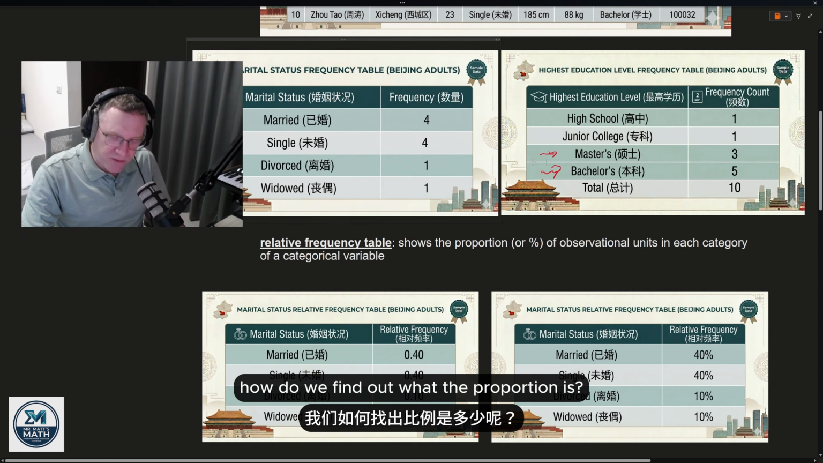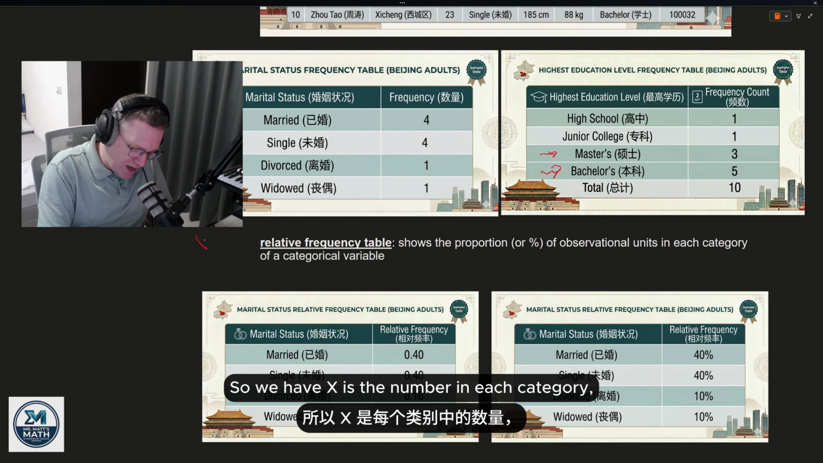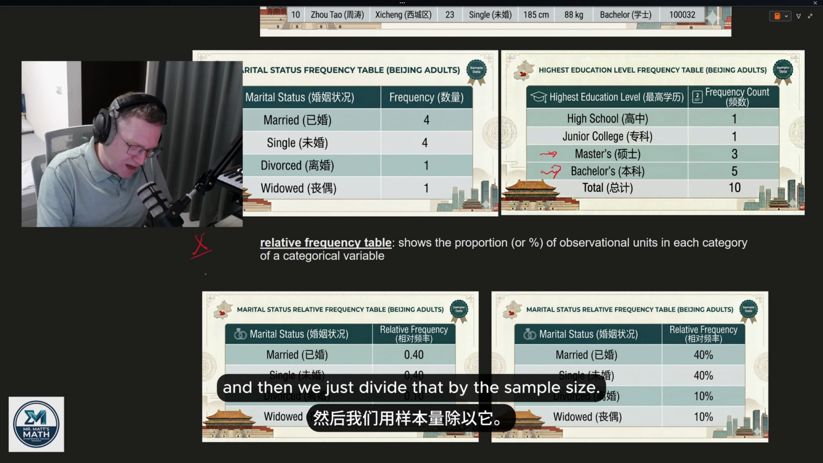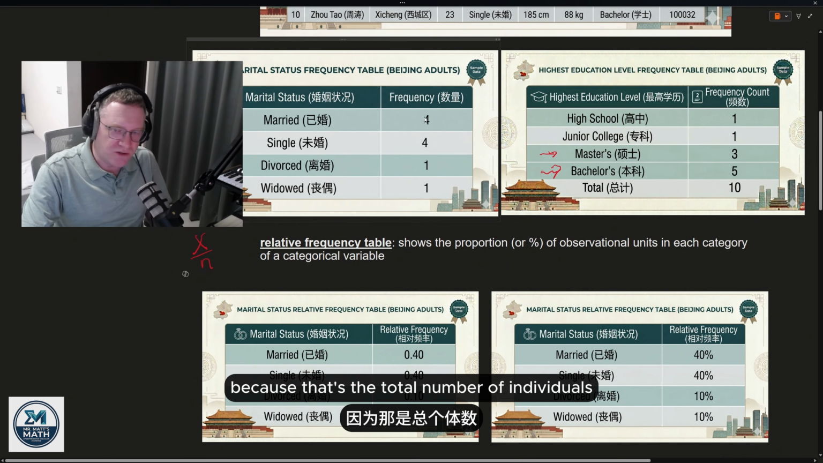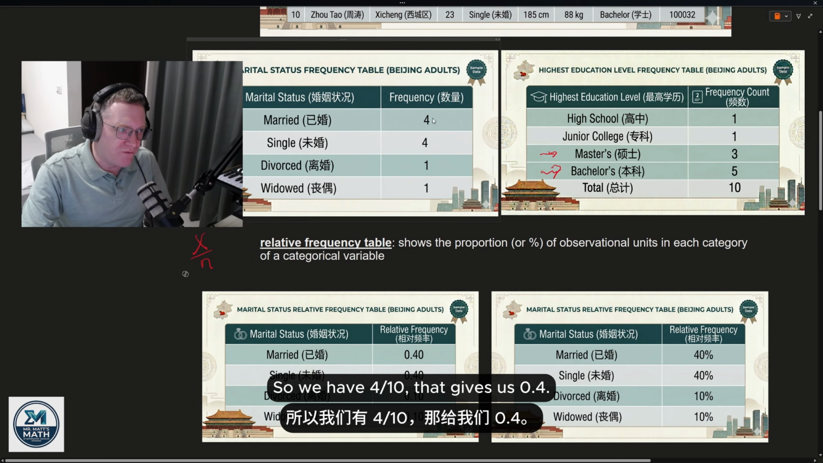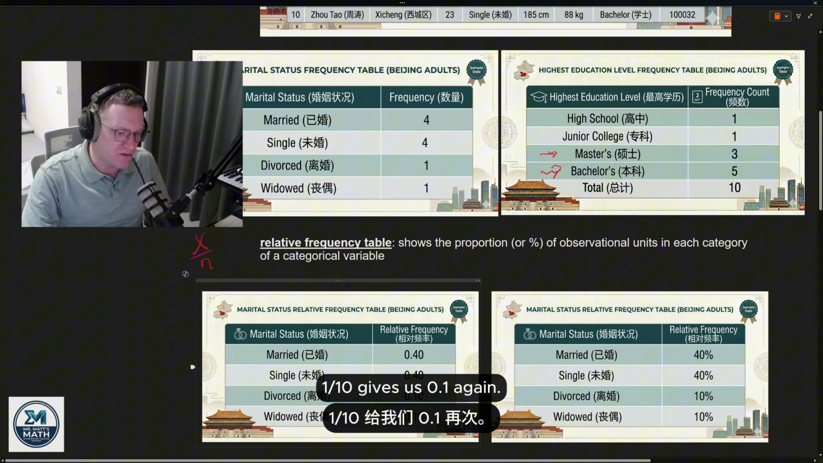So how do we find the proportion? Well, we just find the count. Let's call that X, the number in each category. And then we divide that by the sample size. In this case, our sample size is 10 because that's the total number of individuals or observational units. So we have 4 divided by 10, which gives us 0.4. That's the proportion. Or 4 divided by 10 again gives us 0.4. 1 divided by 10 gives us 0.1. 1 divided by 10 gives us 0.1 again.